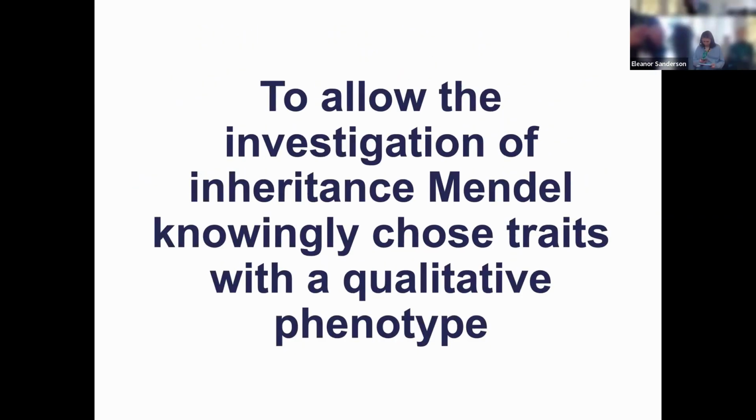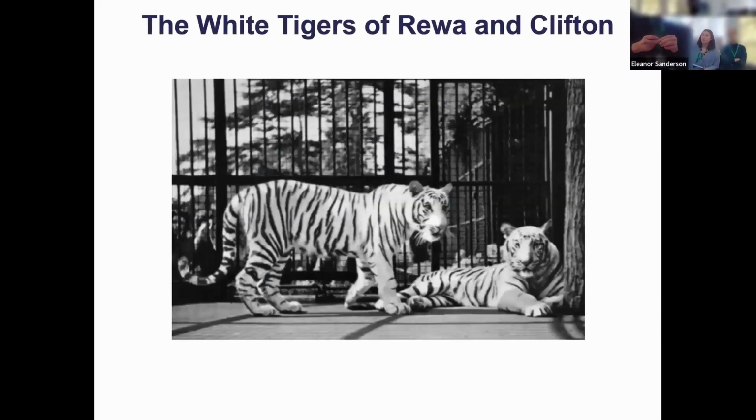However, to allow the investigation of inheritance, Mendel knowingly chose traits with a qualitative phenotype. He chose the peas with wrinkled or non-wrinkled seeds, the yellow or green color, etc., which were qualitatively different. He writes very clearly that the traits are often continuously distributed, but he wouldn't have been able to identify what he did in continuous traits.